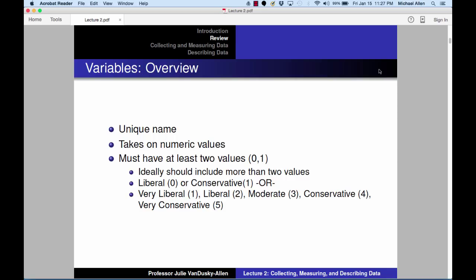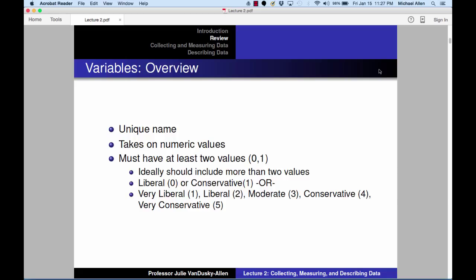All variables have a unique name. No two variables should share a name. Otherwise, we would get confused on what a variable is measuring. In addition, all variables take on numeric values. Defense spending, for example, would be measured in dollars. With other variables, we would assign values. For example, if we had a variable that measured voters' ideology in the U.S., we could assign 0 to liberals and 1 to conservatives. Last, all variables should take on at least two values, such as 0 or 1.